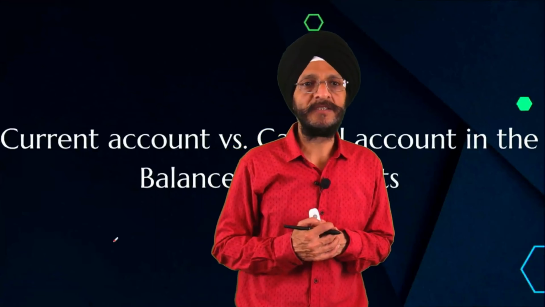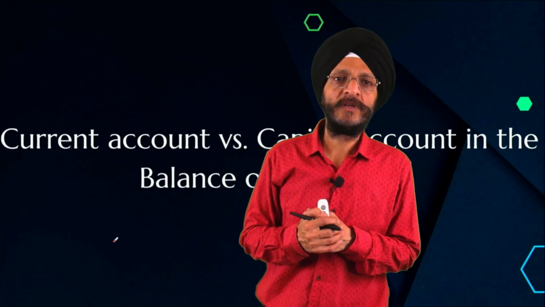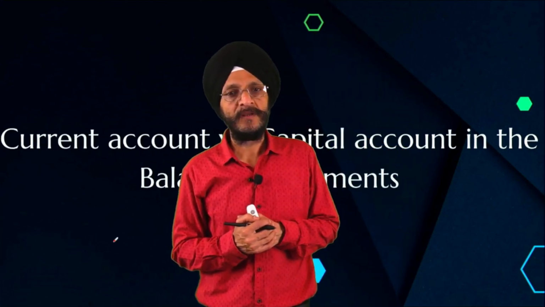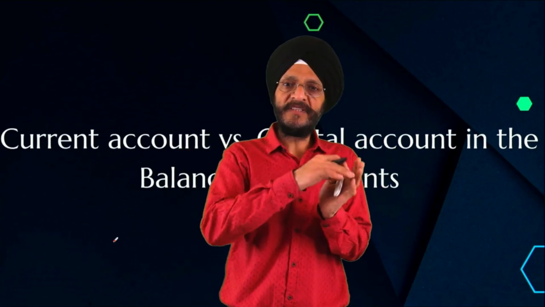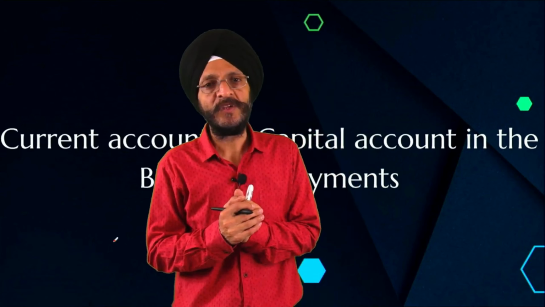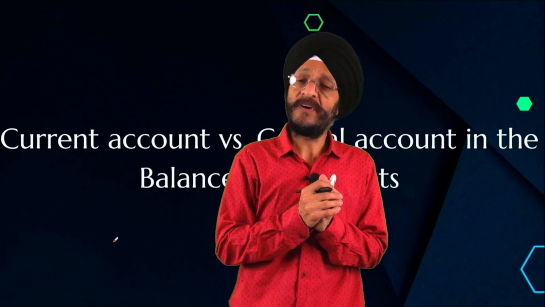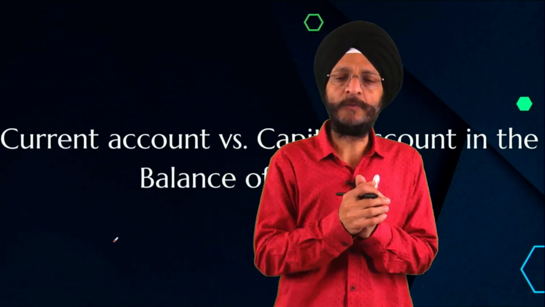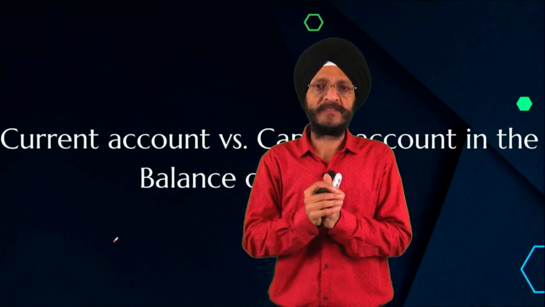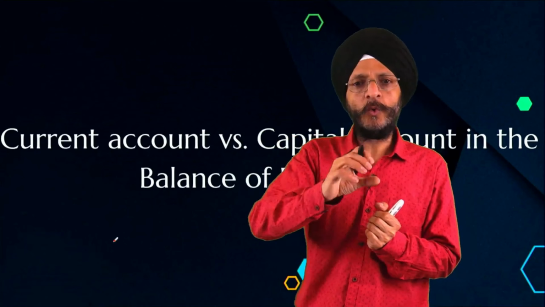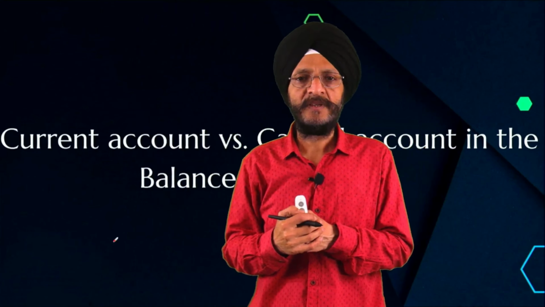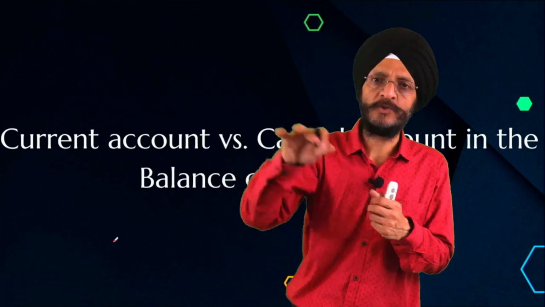Now the topic before us is current account versus capital account in the balance of payments. We have already learned that balance of payments is a systematic record of all the economic transactions which take place between the residents of a country and the rest of the world during a specific period. What it means? That in the case of balance of payments, we record many transactions. For example, we as a country export certain goods and services, and we also import goods and services from the rest of the world.